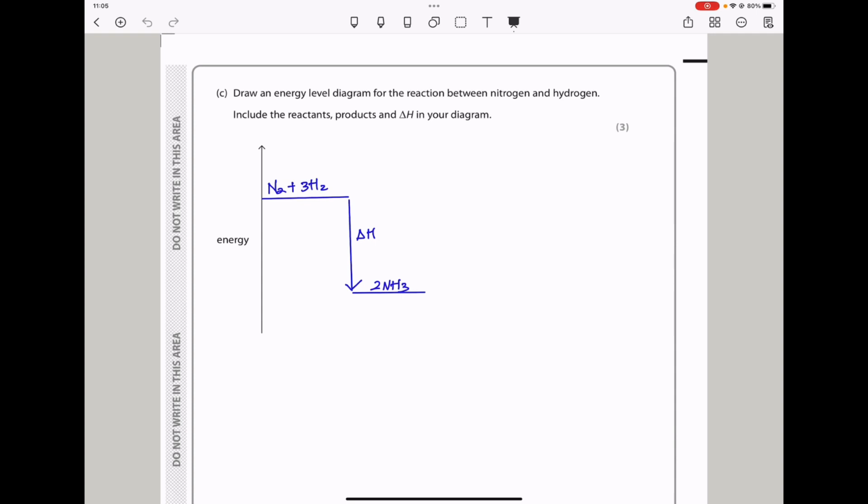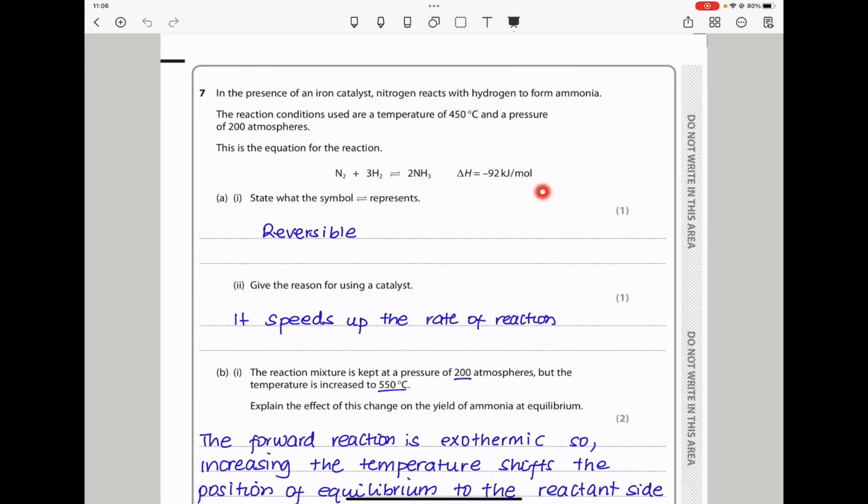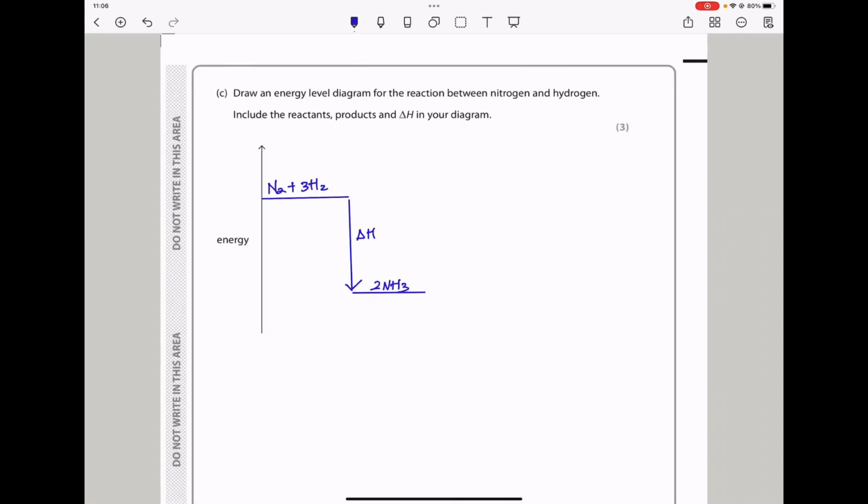And here they say, draw an energy level diagram of the reaction between nitrogen and hydrogen and include the reactants, products, and the delta H in your diagram. So we know the forward reaction is exothermic, so the products are going to be lower in energy than the reactants. So nitrogen plus hydrogen gives us ammonia, which is lower. So delta H is going to be negative, and therefore the arrow is going to be pointing down. If you actually want, you can even write the real value, negative 92 kilojoules per mole, like this.